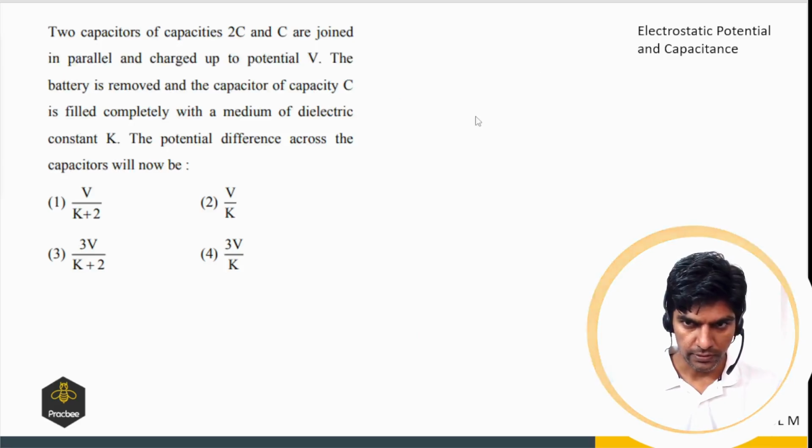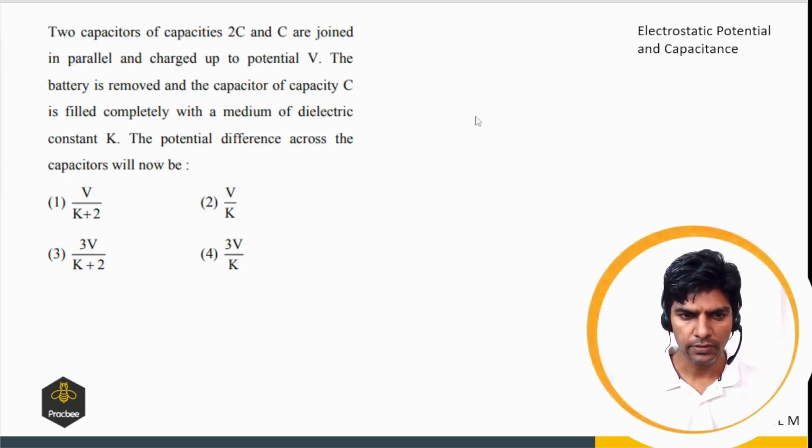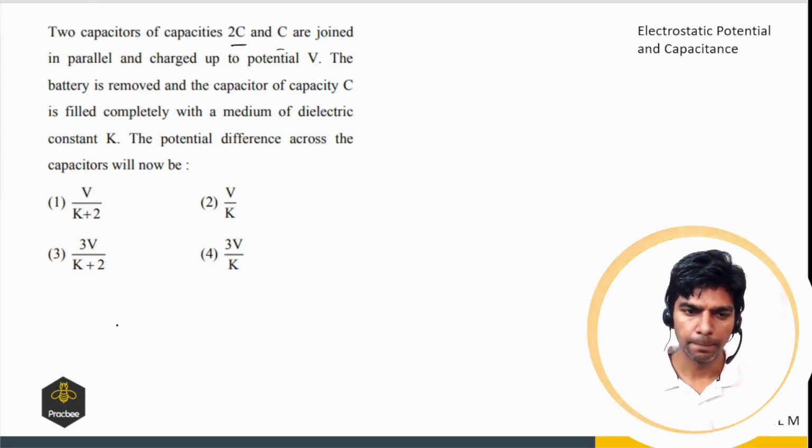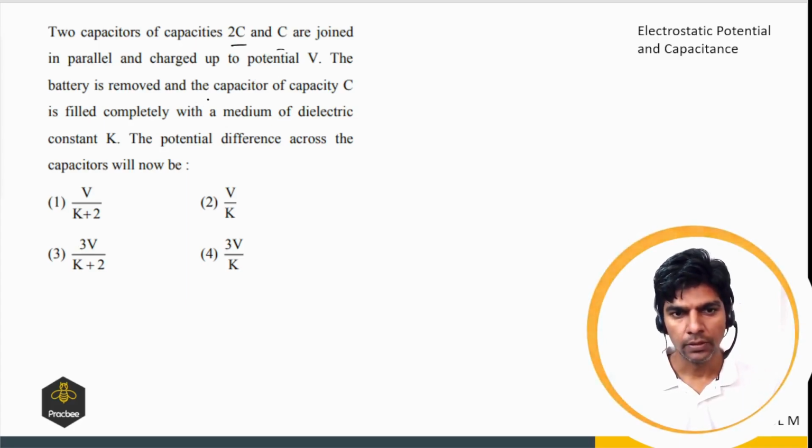Right, so let us see the next problem type. It is again based on the same problem type. Two capacitors of capacitance 2C and C are joined in parallel and charged up to the potential V. The battery is removed and the capacitor of capacitance C is filled completely with a medium of dielectric constant K. The potential difference across the capacitors will now be.